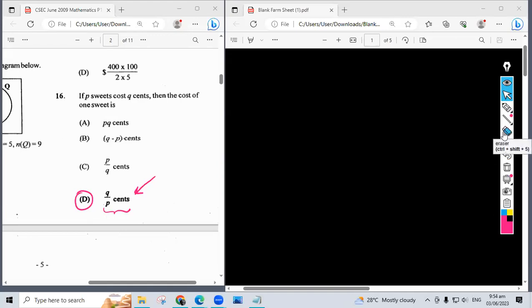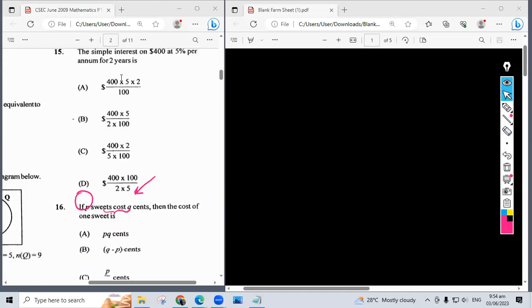The answer for number 15 was A, right? It was A. Principal by rate by time over 100. So someone had asked me to repeat that.